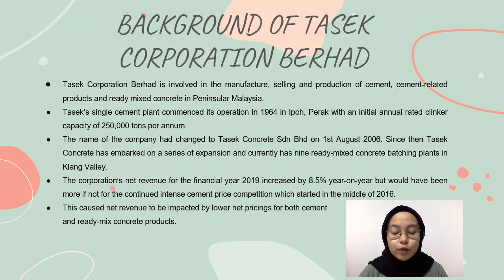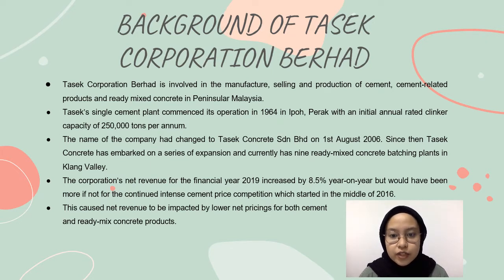Okay, now we move on to the background of Tasek Corporation Berhad. Tasek Corporation Berhad is involved in the manufacture, selling and production of cement, cement-related products and ready-mix concrete in Peninsular Malaysia. Tasek Single Cement Plant commenced its production in 1964 in Ipoh, Perak, with an initial annual rated clinker capacity of 250 tons per annum.